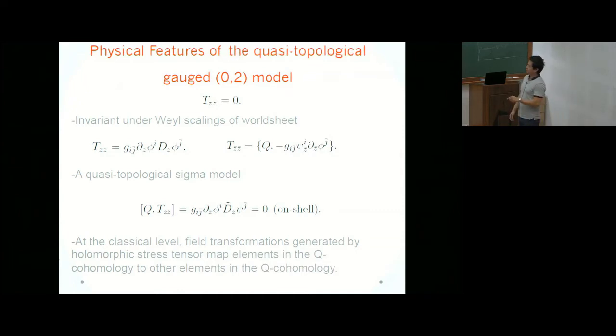And if you compute this, it's also zero on shell. This is a classical expression, to be corrected. It tells you that if you effect this transformation on a field, it takes an operator to another operator which is still annihilated by Q. So you still have operators which are in the Q cohomology when you have the holomorphic stress tensor transformations on them.